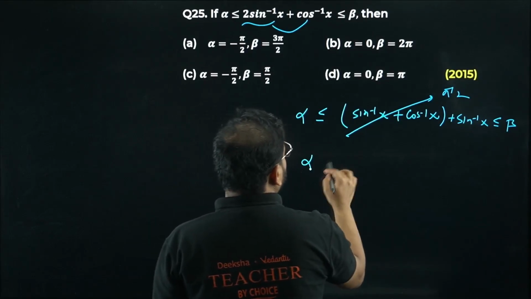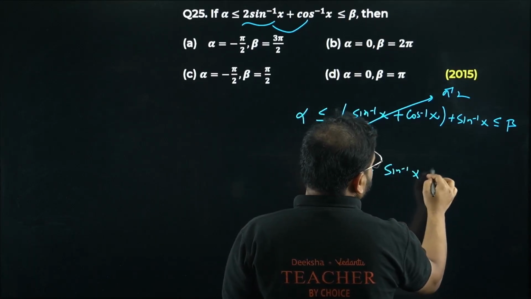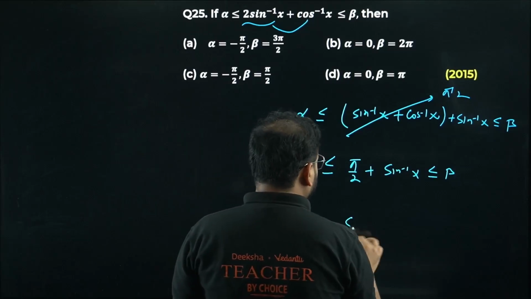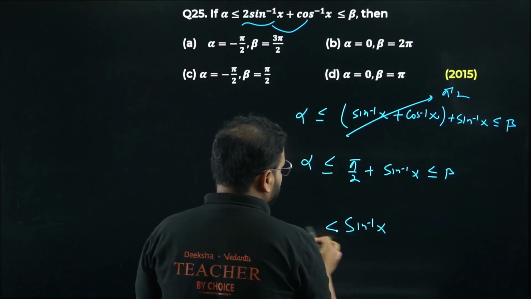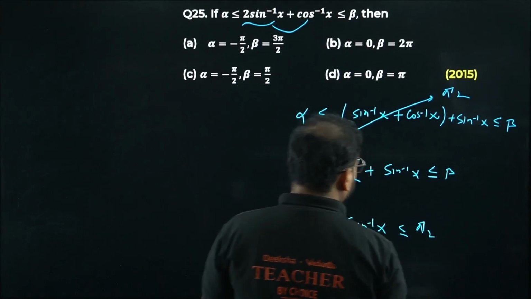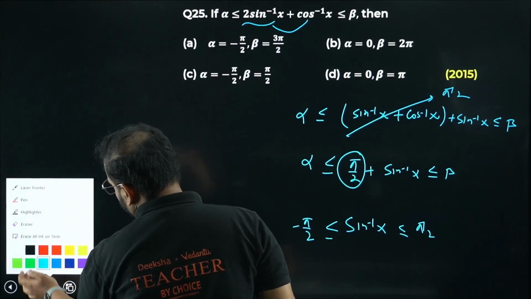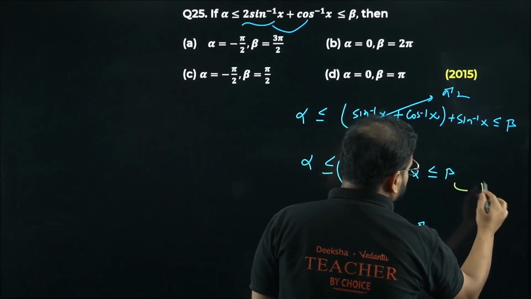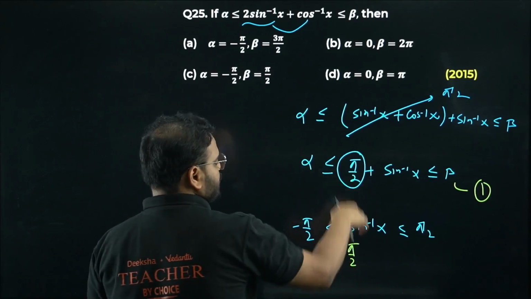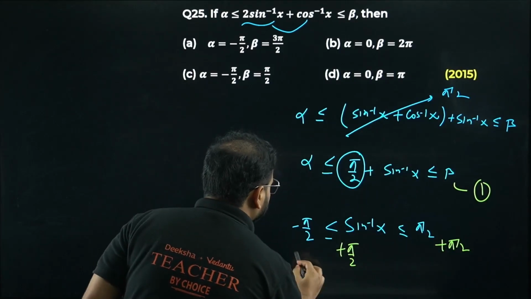So what I'm getting is alpha less than or equal to pi by 2 plus sin inverse of x less than or equal to beta. Write the constant for sin inverse of x. We know this will range from minus pi by 2 to pi by 2. I want a pi by 2 inside over here, so I have to add this condition. This is my equation number 1. For equation number 2, I'm going to add pi by 2, because I want to compare these two. So pi by 2 is missing. Here also you add plus pi by 2.